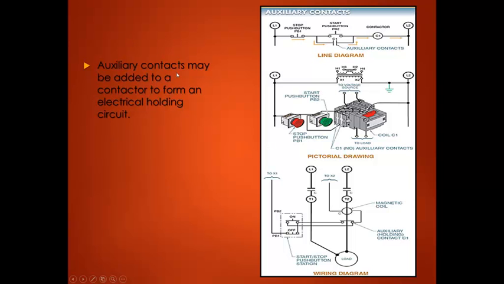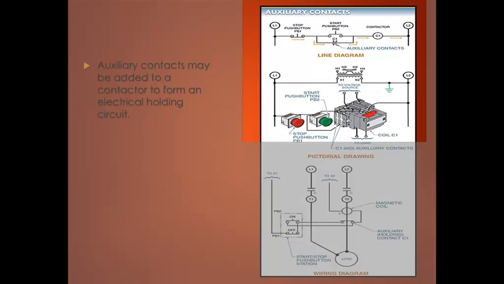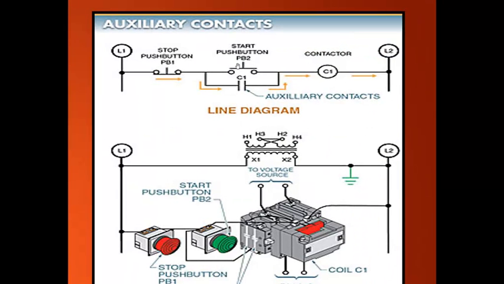Auxiliary contacts are part of an electrical contactor. They may be added to a contactor to form an electrical holding circuit. I'm going to zoom in on this circuit right up here. This circuit is what we call a holding circuit, latching circuit, or memory circuit. Those names are synonymous for this diagram.